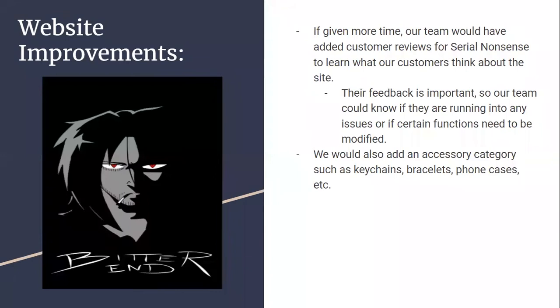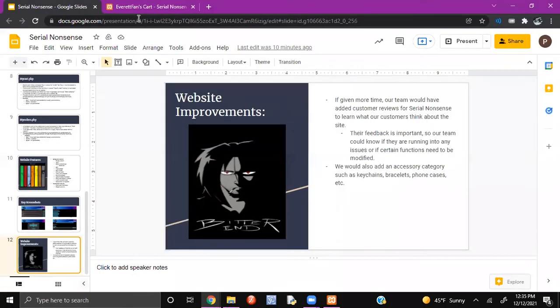If we were given more time, we would have added customer reviews and comments onto each product, but there simply wasn't enough time to do that function, because after all, feedback is very important. And we would also add an accessory category, which would be different than apparel. So that concludes this presentation. And now I will move on to the demo of the website.